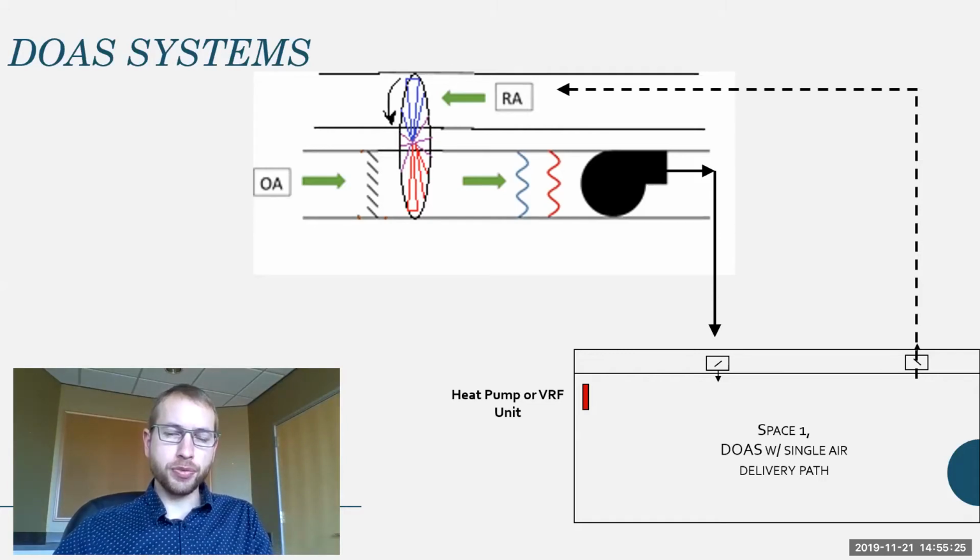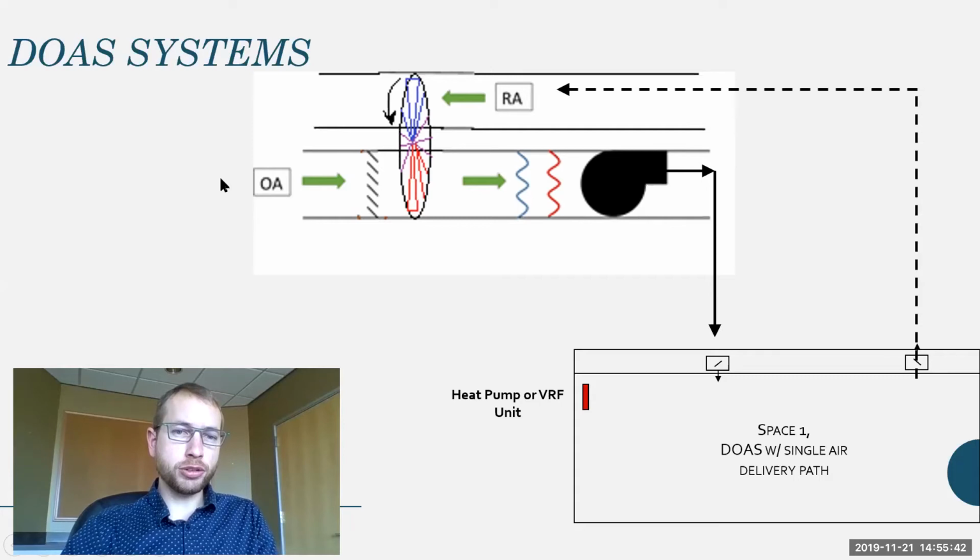So there are a couple of different ways to provide heating and cooling to a building that needs it. One is through something called a DOAS, or Dedicated Outdoor Air System. In this, you are basically dividing the heating and cooling needs of the space from the ventilation needs, right? People still need to breathe fresh air.